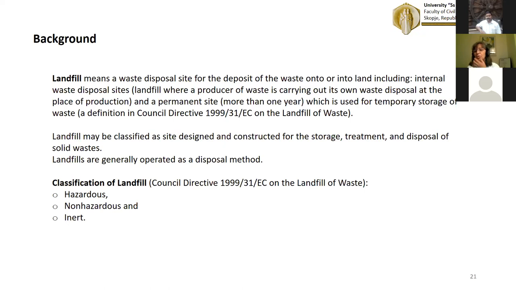Landfills. We will try to understand what landfills are. What do they mean? I will present one definition, from the Council Directive of the European Union. The landfill means a waste disposal site, like an internal waste disposal site in some industry, where the producer of the waste carries out its own waste disposal at the place of production. And it can be a permanent site, which is used for an exploitation period of a longer duration, for 25 years or 30 years. And this permanent site is used for temporary storage of the waste.